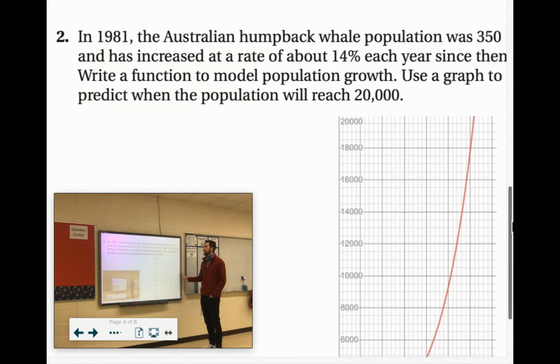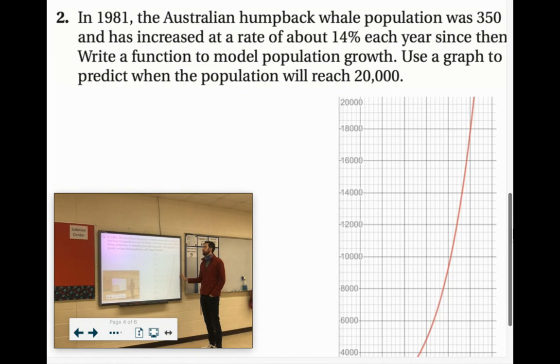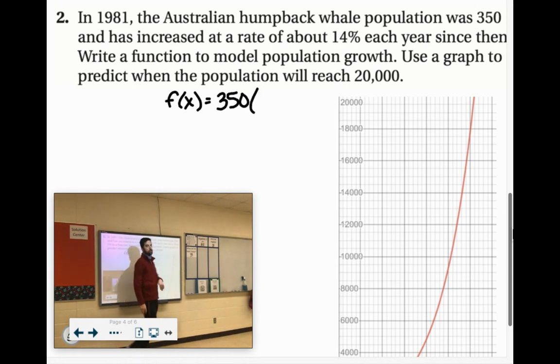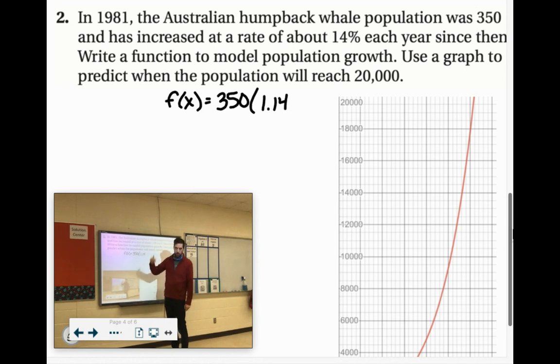Oh, in 1981, the Australian humpback whale population was 350, and it's increasing at a rate of about 14%. We can form the equation off of that. F of x equals the initial amount, which was 350, and it is growth, so we are going to add it. So it was a 14% growth, 0.14. We add that to the 1, or the 100%, and it'll be like 114%. But in decimal form, it's 1.14 to the x power.